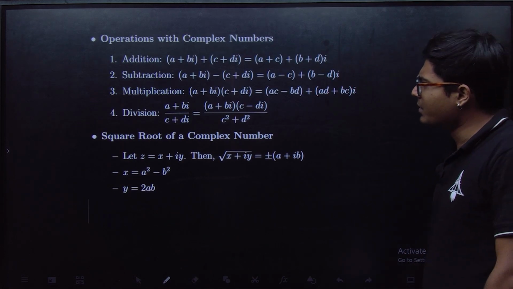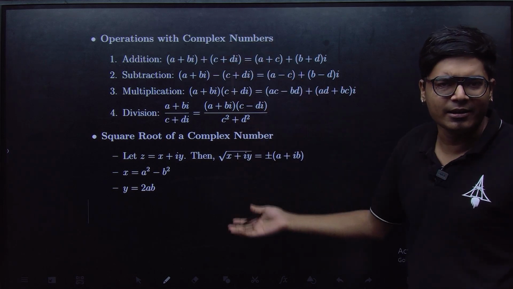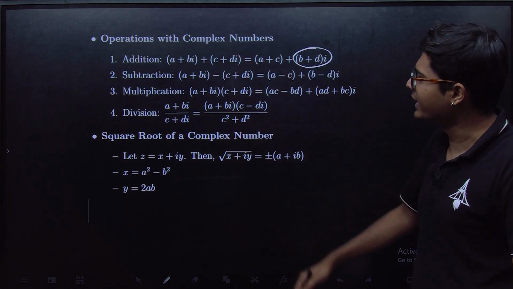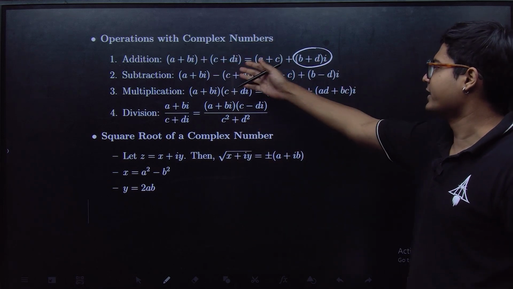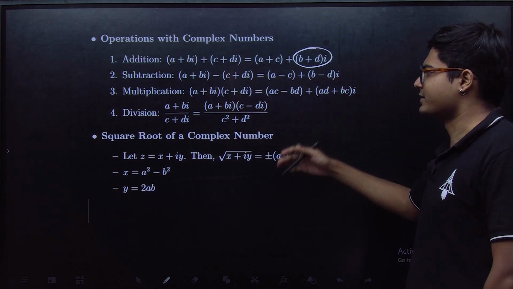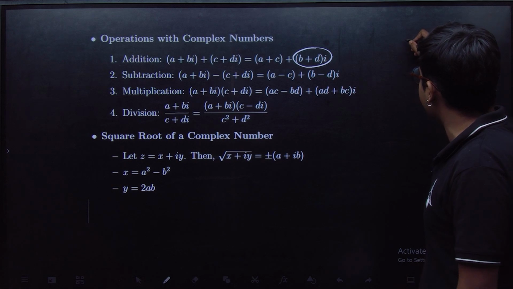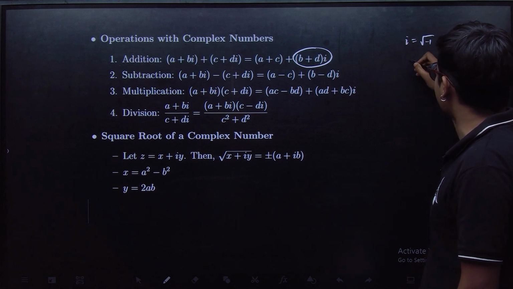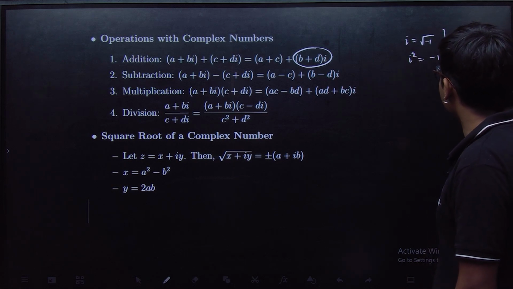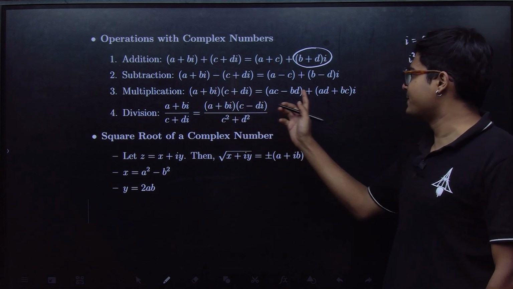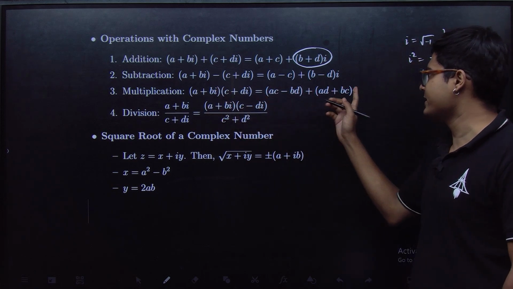Now operations with complex numbers, so addition is very straightforward. You add the real parts together and you add the imaginary parts together, right? Same goes for subtraction, okay? So you take the real parts together, you take the imaginary parts together, okay? Multiplication, you multiply term wise while remembering that since iota is equal to root over minus 1, iota square is just going to be minus 1, right? So that gives you AC minus BD plus AD plus BC iota, okay?